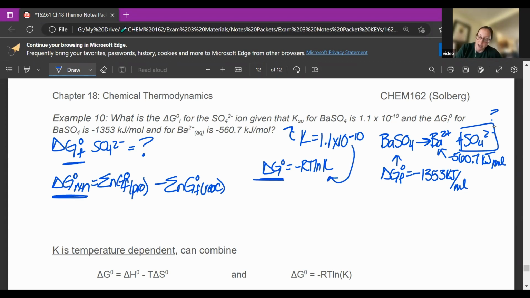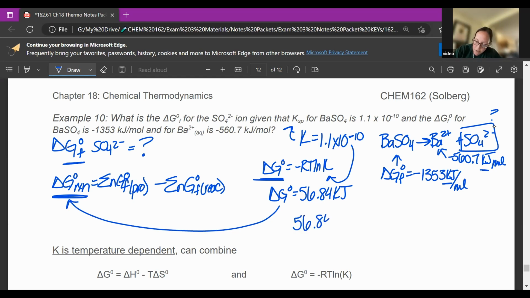So the first thing I would do is plug this in, solve for delta G naught. Okay, and then for this reaction, I get 56.84 kilojoules. I did put it back into kilojoules because these values are in kilojoules. So that is that value. So I would then do 56.84 equals, plug in the ones that I got, products minus reactants, solve for the one that I'm missing. Okay, so I would get negative 560.7, that's one product, plus this is the one I'm looking for. I don't know that one.